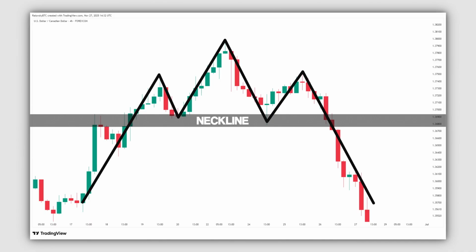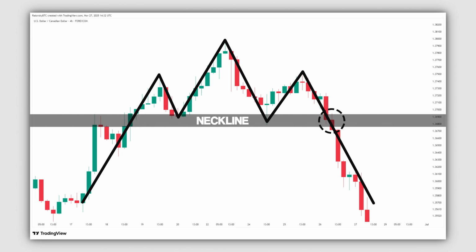This works because the head and shoulders represents buyer exhaustion. The first push-up is strong, the second push is even stronger, but the third push, the right shoulder, is noticeably weaker. That weakness shows that buyers can no longer move the market higher and sellers are stepping in. A break of the neckline confirms the reversal.